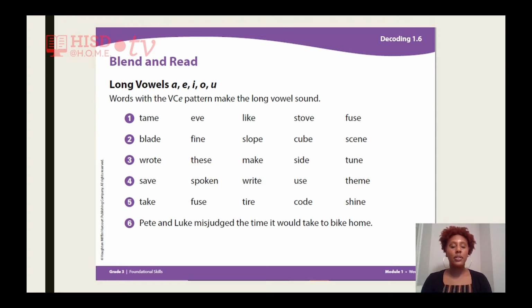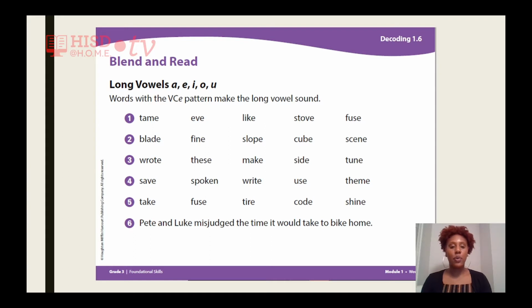Tame. That word is tame because I hear the initial sound of T. I know the A is going to make the long A sound. So T, A, and then my ending sound of T, tame, with the E being silent. So that first word in row 1 is tame.